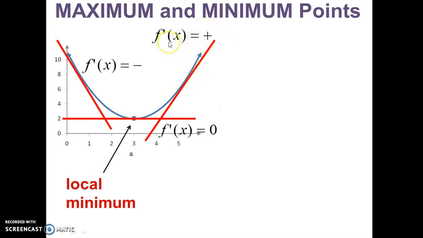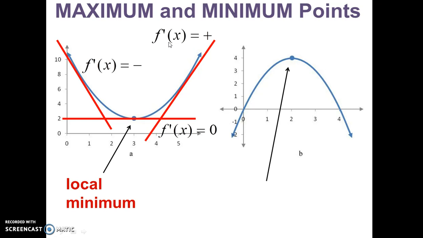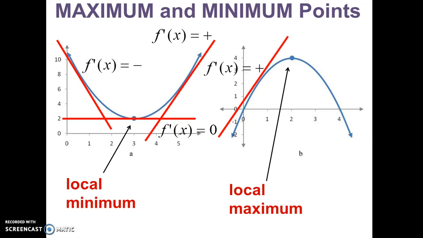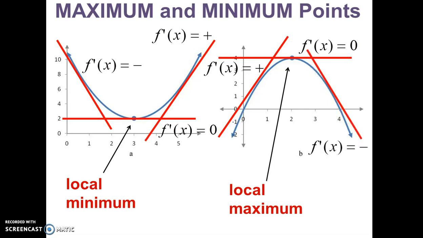The derivative is positive. It's the opposite for a point when it's a maximum point. So that's a maximum point. Here we have a tangent line with a positive slope. Here we have the tangent line at the maximum point, which is a horizontal line with slope of 0. And the tangent lines after the maximum point have a negative slope or negative derivative.